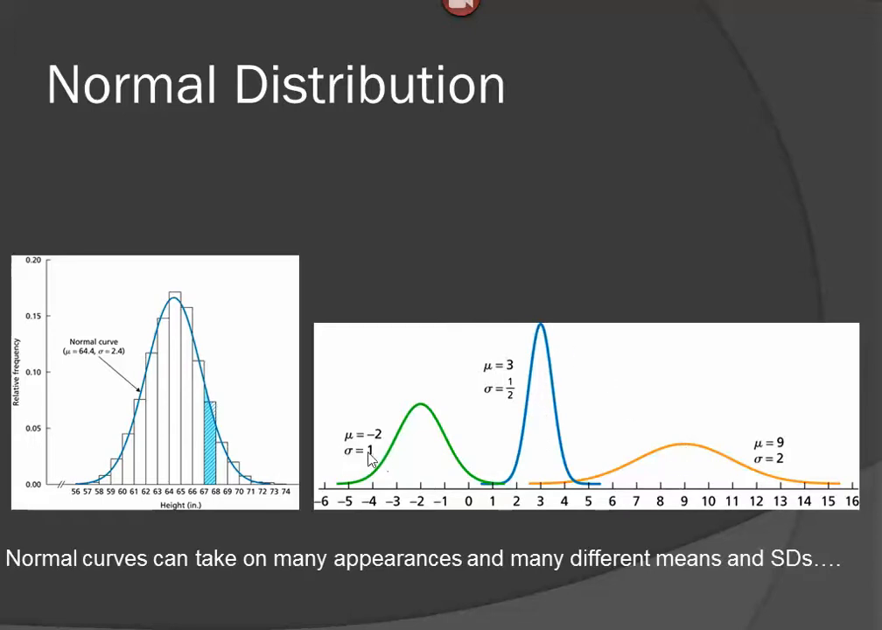And then when we look at the standard deviation, it determines how wide and how high our curve is. The bigger the standard deviation, the more spread out our data value is around the mean. And the smaller the standard deviation, the higher the curve, because more of the data is gathered around the center.